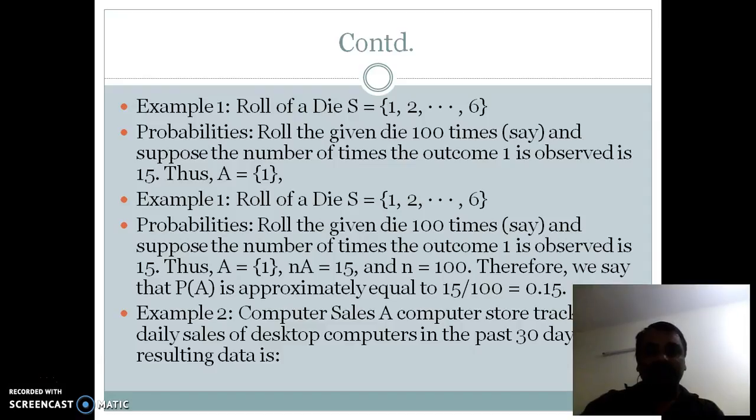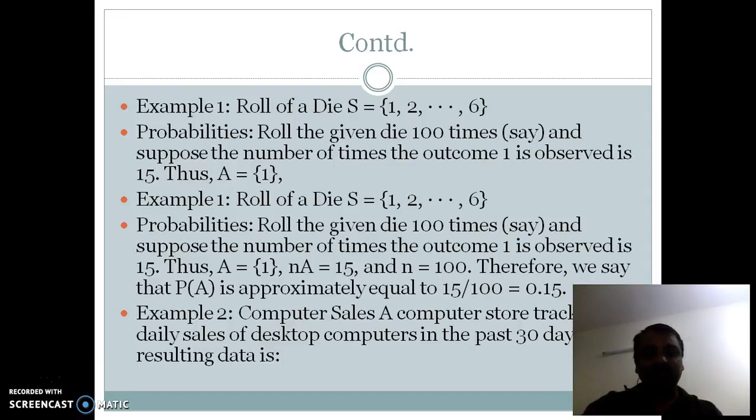Roll of a die. In this, S is equal to 1, 2 and so on up to 6. Roll the given die 100 times and suppose the number of times the outcome 1 is observed is 15. Then A is equal to 1, n_A is equal to 15 and n is equal to 100. Therefore, we say that P(A) is approximately equal to 15 by 100, which is 0.15.